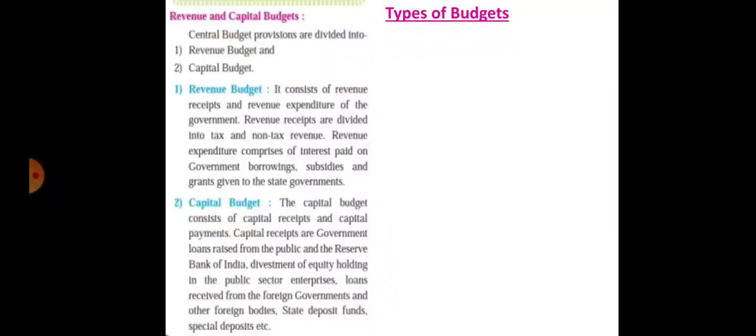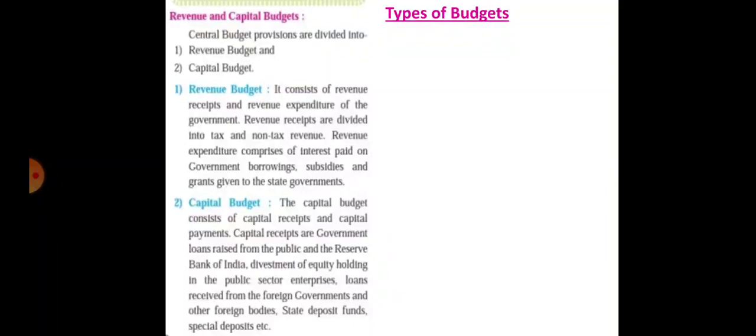The receipts are divided into tax and non-tax revenue. The revenue expenditure comprises the interest paid on government borrowing, then the subsidies and the grants given to the state governments. Then the second point is the capital budget. It's related to capital, meaning huge investment we expect.